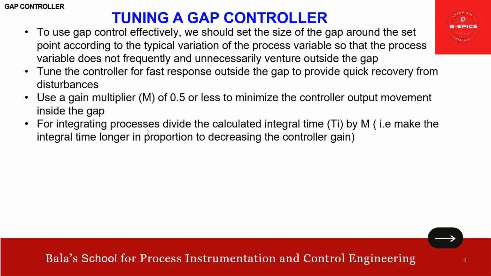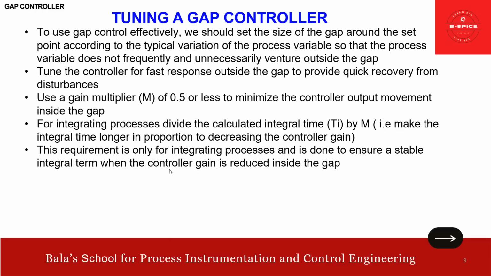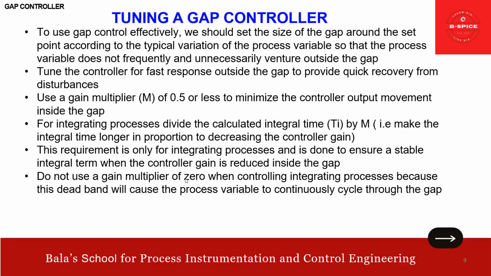In fact, for integrating processes, divide the calculated integral time, the TI in the PID, by M, where M is the factor 0.5. What for? To make the integral time longer. This requirement is only for integrating processes. Why are we doing this? To ensure a stable integral term when the controller gain is reduced inside the gap.